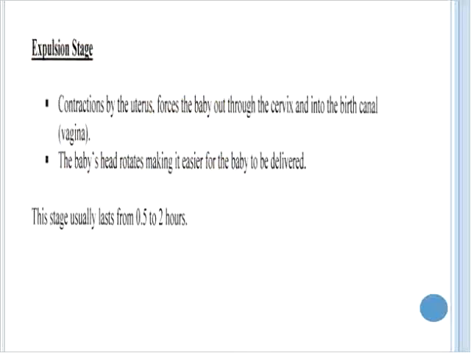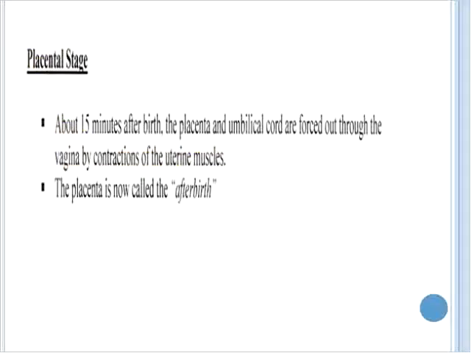Following the dilation stage, it now enters the expulsion stage. Here, contractions by the uterus force the baby out through the cervix and into the birth canal, or vagina. The baby's head will rotate, making it easier for the baby to be delivered, and typically this lasts from a half hour to 2 hours. The placental stage, the final stage, will occur about 15 minutes after birth. The placenta and umbilical cord are forced out through the vagina by contraction of the uterine muscles. The placenta is now referred to as the afterbirth.